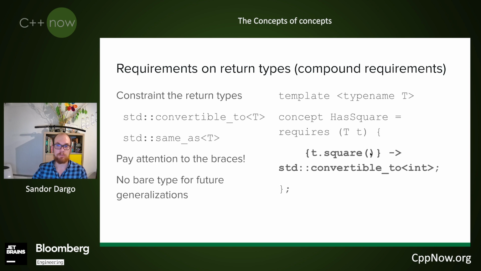You have to pay attention to the braces. They must be there. You have to use the arrow. And if you experimented with older versions of the concepts TS, you could use, let's say, bare types. You could simply put there an integer or whatever type, but for future generalizations, that idea was rejected, and you should choose one of these template meta functions here. So either convertible_to or same_as.